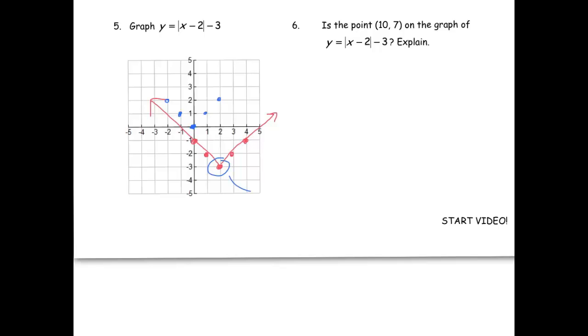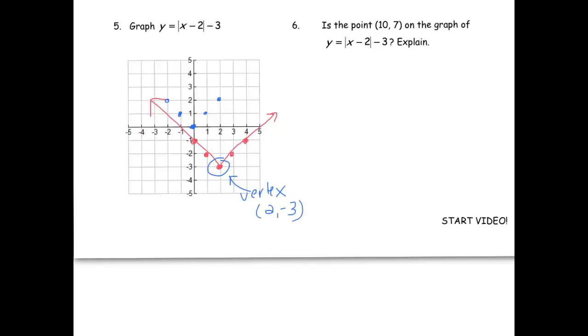We're going to call that point the vertex of the graph. It's kind of like where everything, if you were to fold the graph, it's where everything would match up. The axis of symmetry, if you remember what that is. So the vertex is actually at 2, -3.